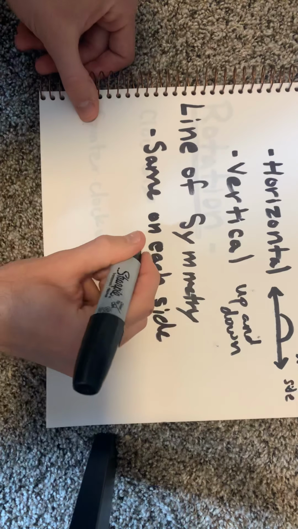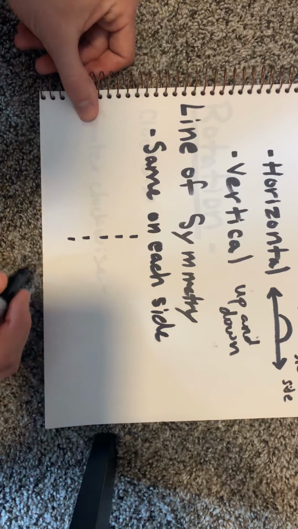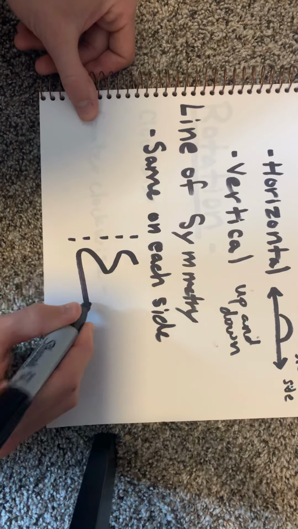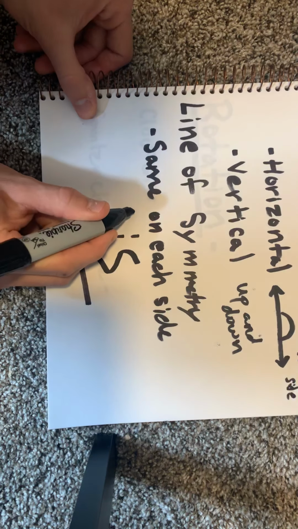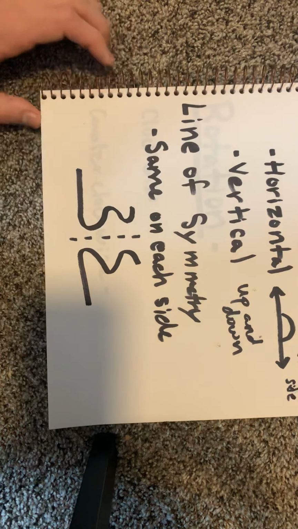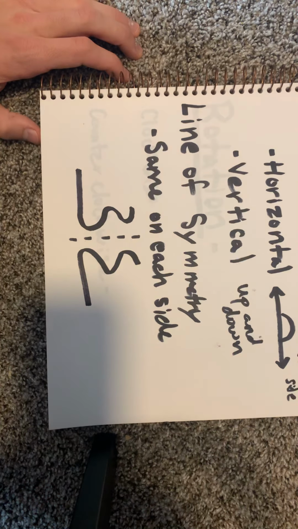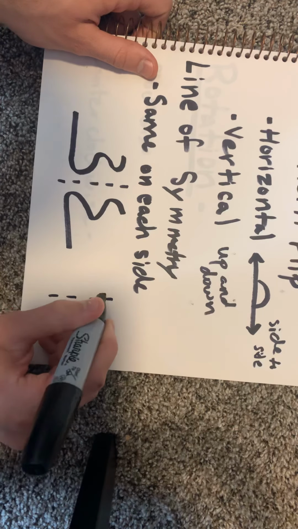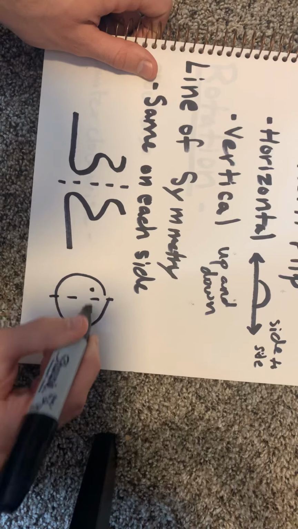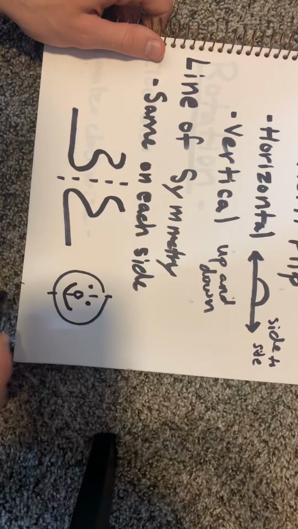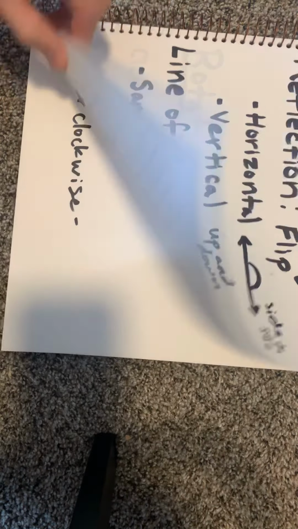So if I had my line of symmetry right here, and I wanted to draw this little squiggle like this, on the other side, it is going to look like that. It's the same on each side. We had an example of a face as well. So if I were to draw a face like this, it would need to look the same on each side. And there's our line of symmetry. All right, into our new topic.